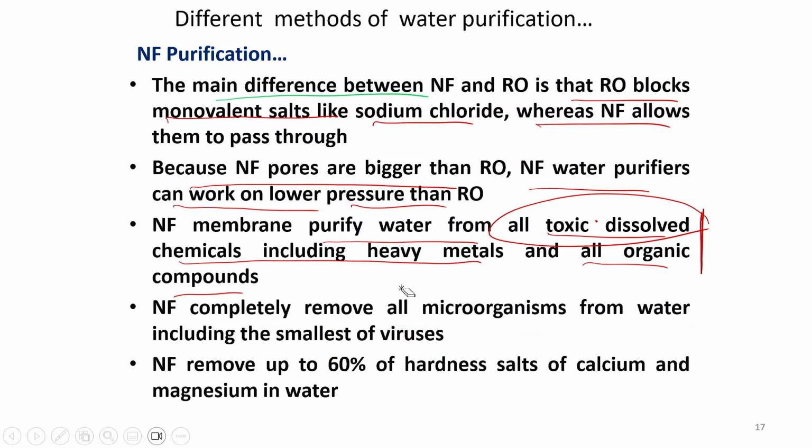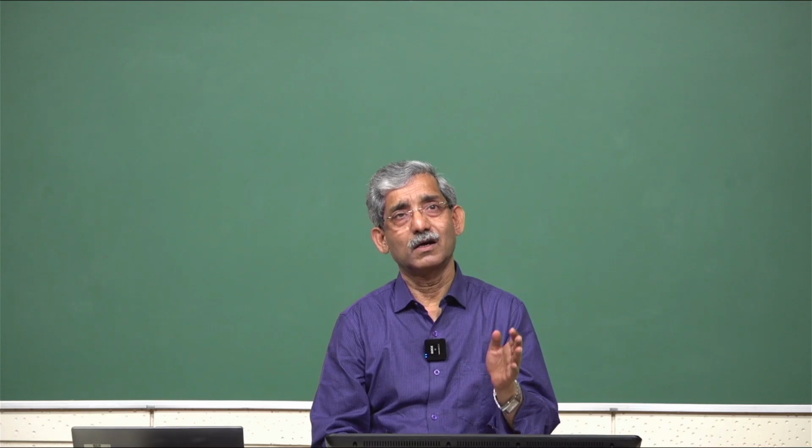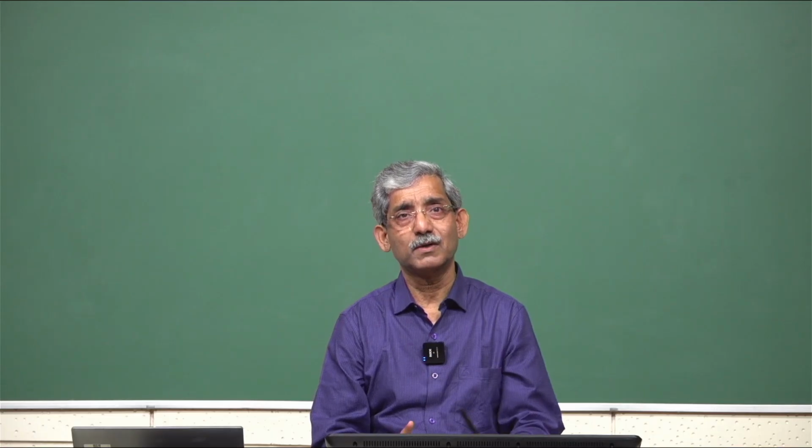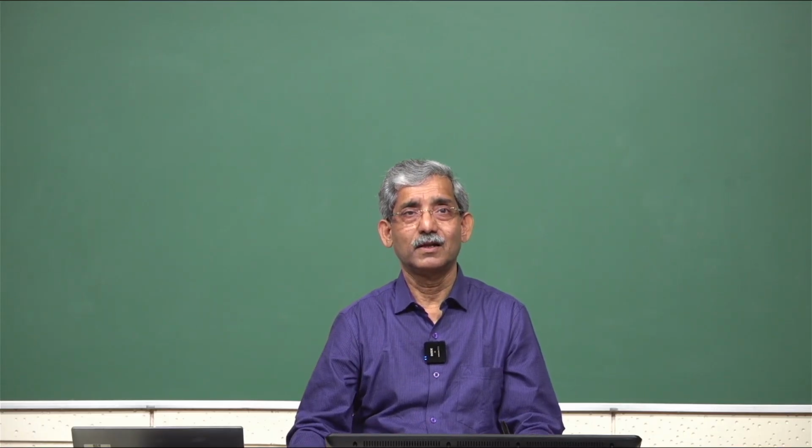The nanofilter removes up to 60% of hardness-causing salts like calcium and magnesium from water. But monovalent salts like sodium chloride, which also create hardness, it cannot remove. So, at least 60% of the hardness will be removed, which is generally what takes place. We will continue with this nanofilter purification in the next session. Till then, thank you.